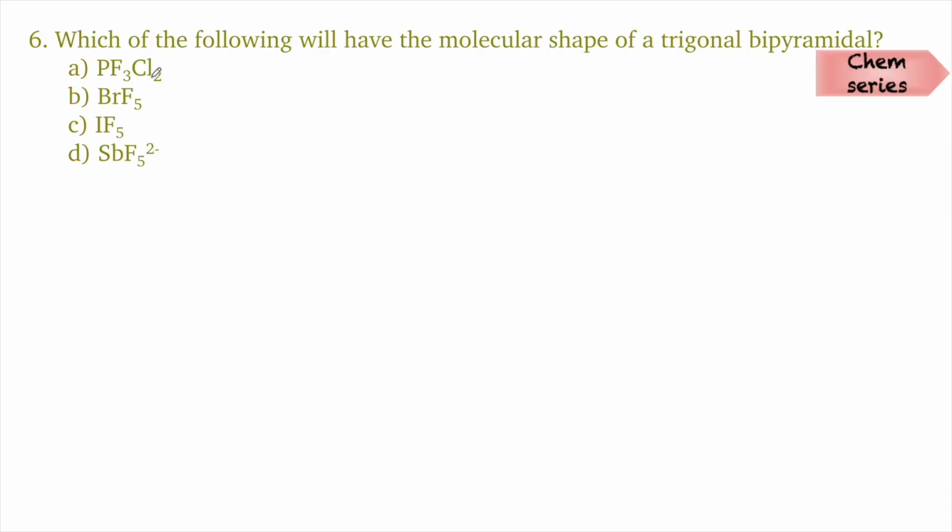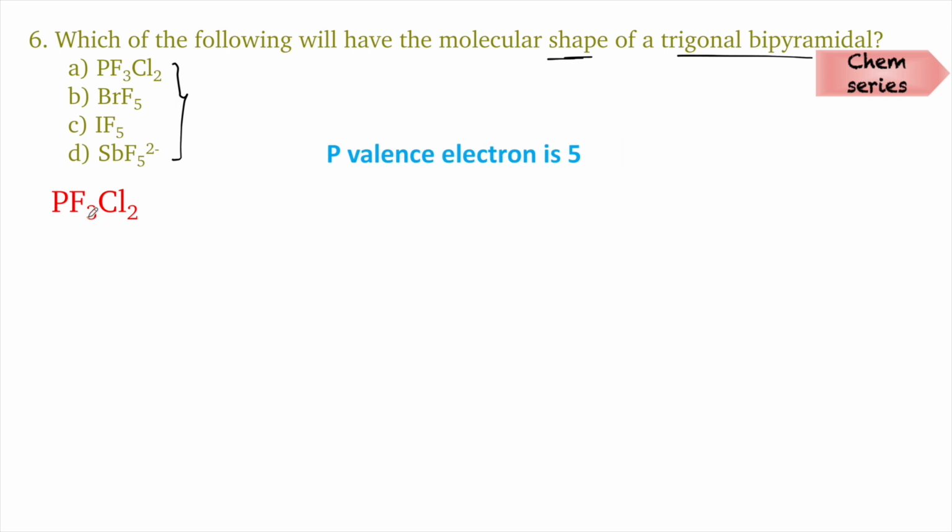So the sixth problem is, which of the following will have the molecular shape of trigonal bipyramidal? They have given 4 molecules, so we have to find out which molecule has the shape of trigonal bipyramidal. Not the geometry, they are asking for the shape. So first we will take the first option, that is PF3Cl2.